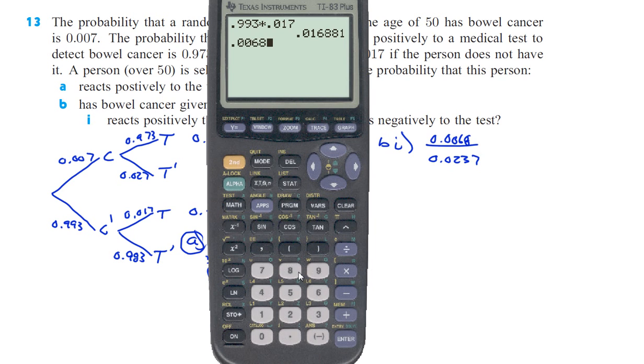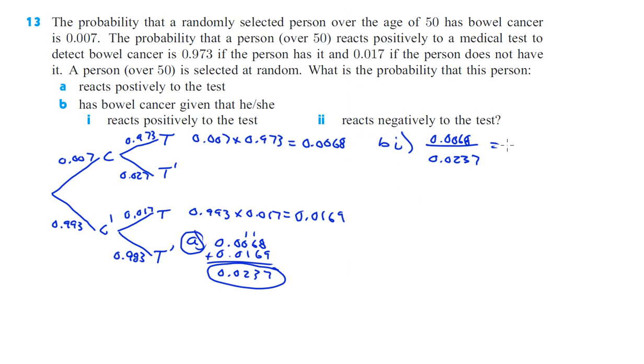So we've got 0.0068 divided by, sorry, 0.0237. And that gives us 28.7 if we round that off, right? So we get 0.287 or 28.7%. And then, has bowel cancer given that she reacts negatively to the test.